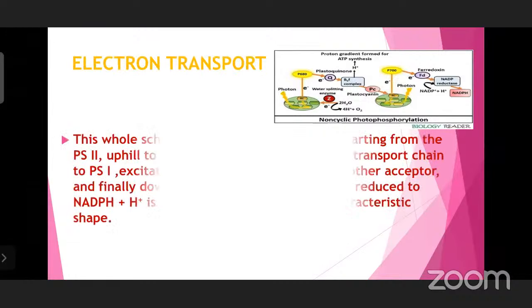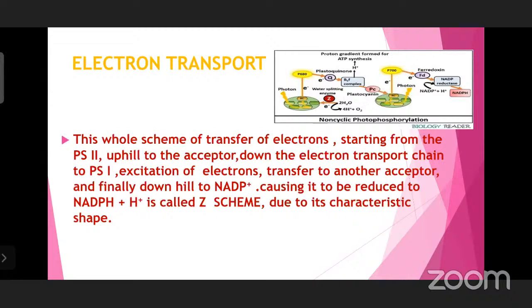And further, in this sentence it is clear that this whole scheme of transfer of electrons starting from the PS2, that is P680, uphill to the acceptor, down the electron transport chain to PS1, excitation of electrons, transferred to another acceptor, and finally downhill to NADP, causing it to be reduced to NADPH, is called the Z scheme.